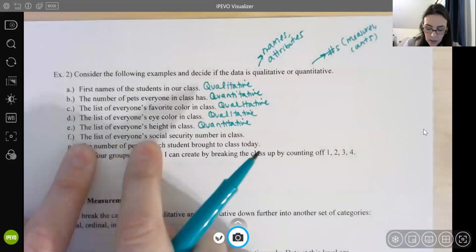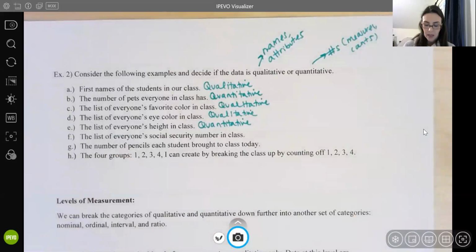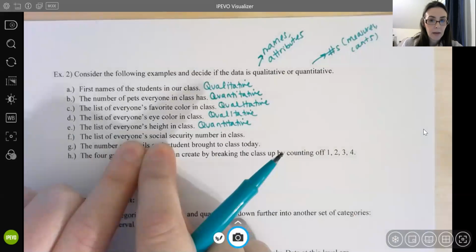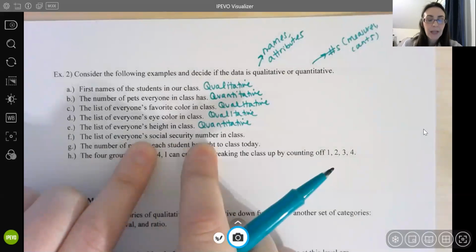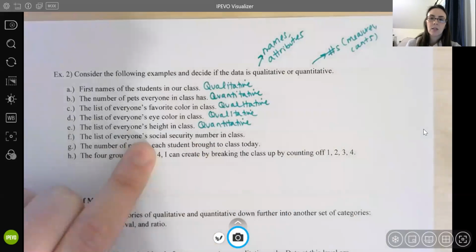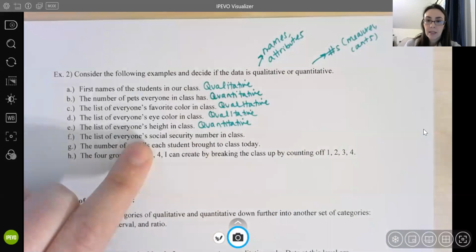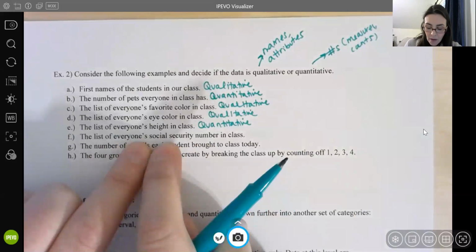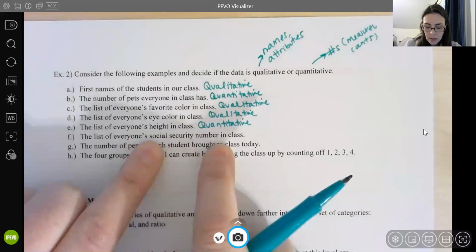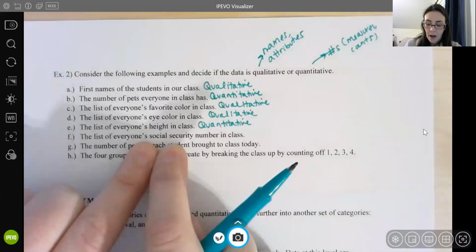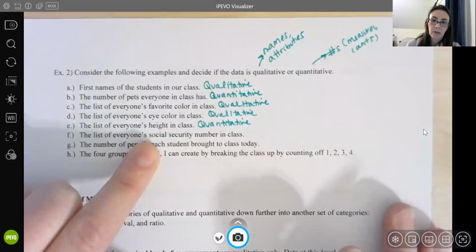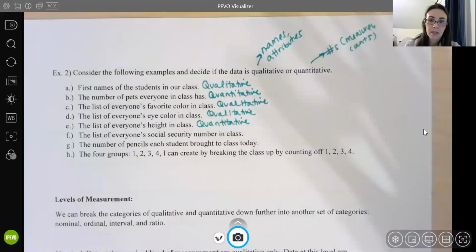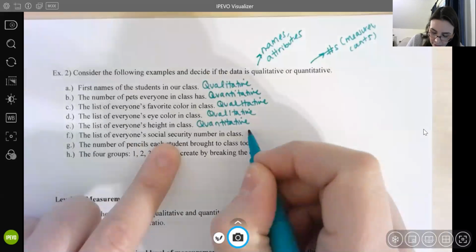F, everyone's social security number in class. Now, this one is actually really tricky because a social security number is a number, right? So if you live in the United States or if you're a US citizen, you have a social security number. It is, let's see, 8 digits long. However, social security numbers are really more of a way to name each person or give each person a label in the system. So even though they're numbers, this is actually qualitative data.